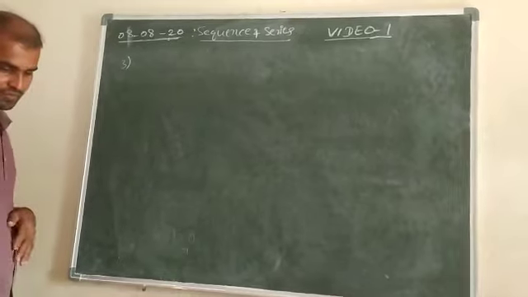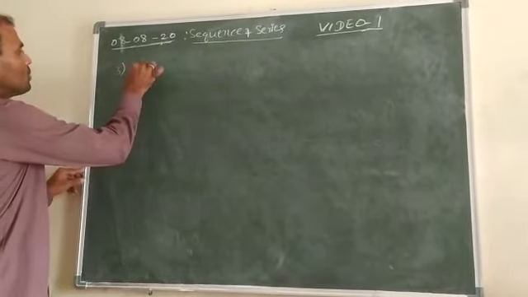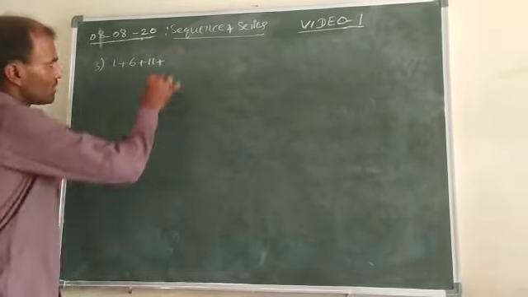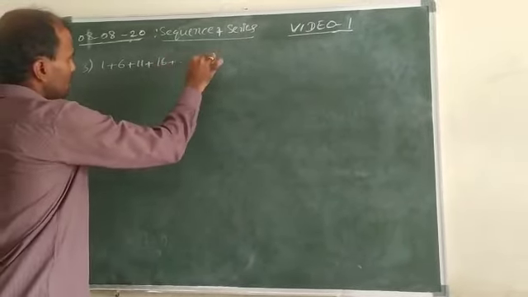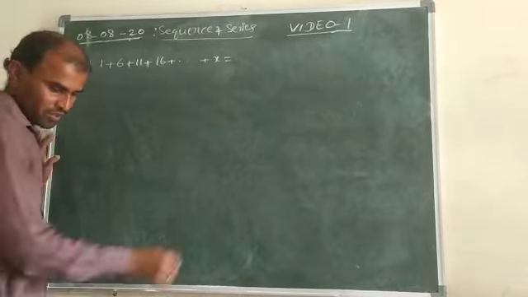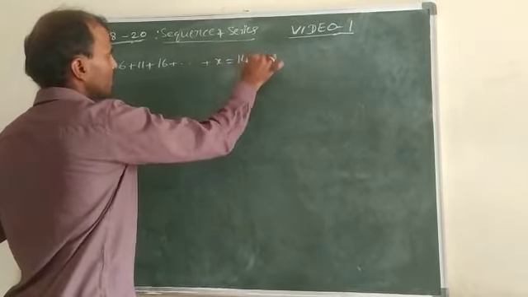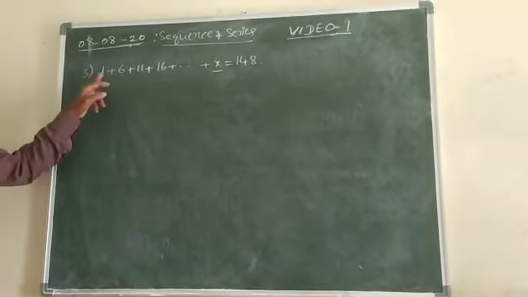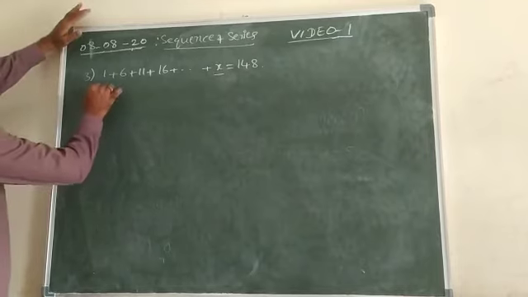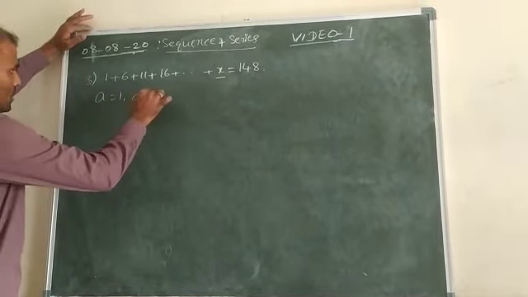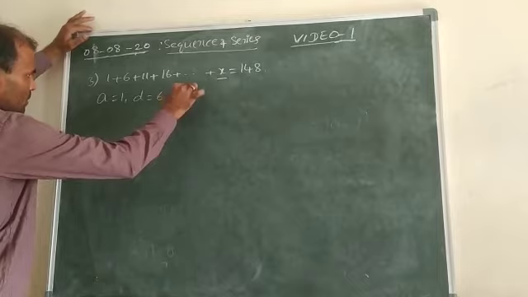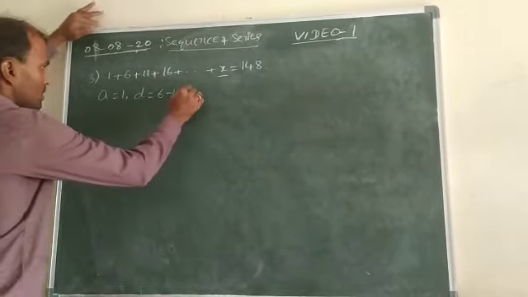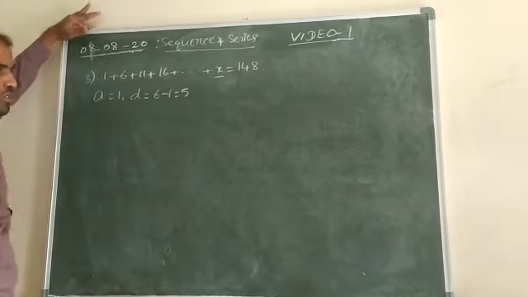Third one: if 1 plus 6 plus 11 plus 16 and so on plus x is equal to 148, then find the x value. So clearly this is in AP. Here a equals 1, d equals 6 minus 1, which becomes 5, or 11 minus 6 is 5, or 16 minus 11 is 5. Since there is a common difference, they are in AP.